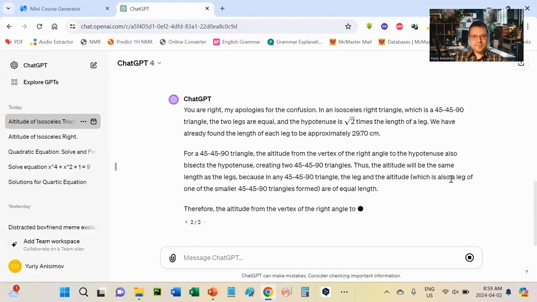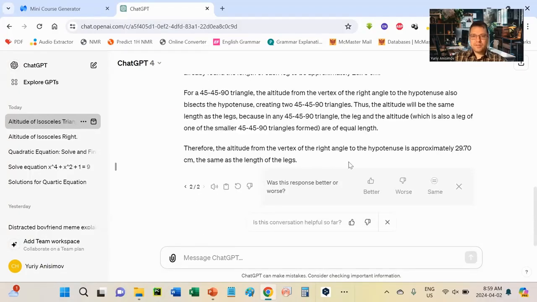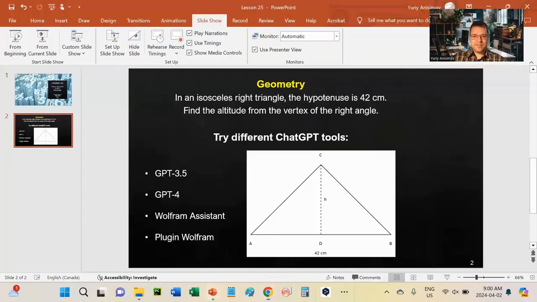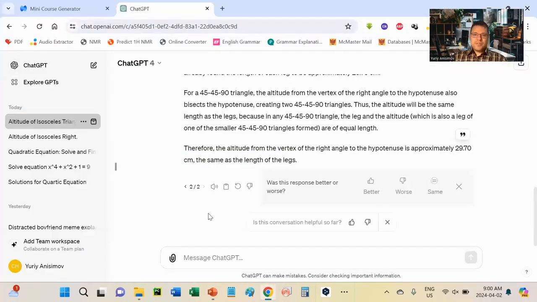Okay, now therefore the altitude is approximately 29.7, the same as the length of the legs. No, that's wrong. It's impossible. No, the altitude cannot be the same as the legs. That means that in this figure this length is the same as this one, and it's obviously not. Alright, I won't ask it any questions anymore.